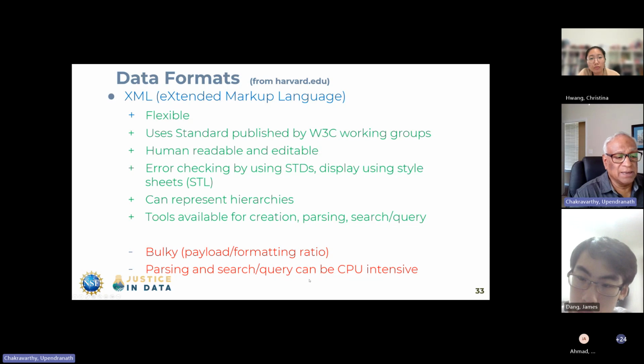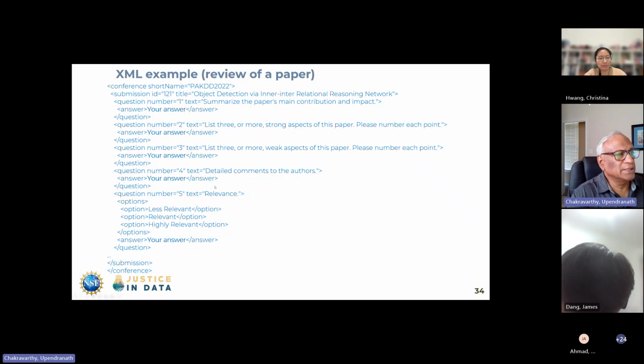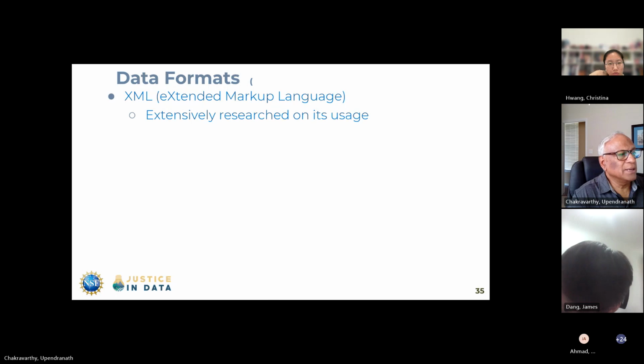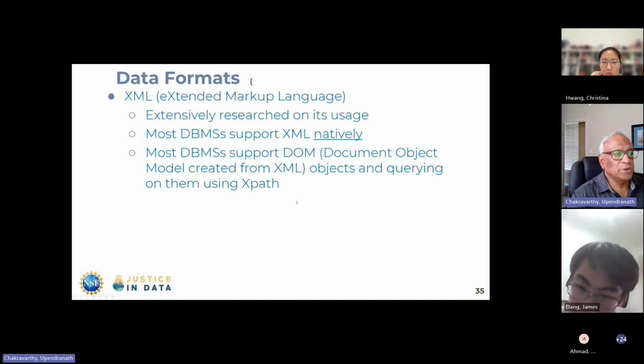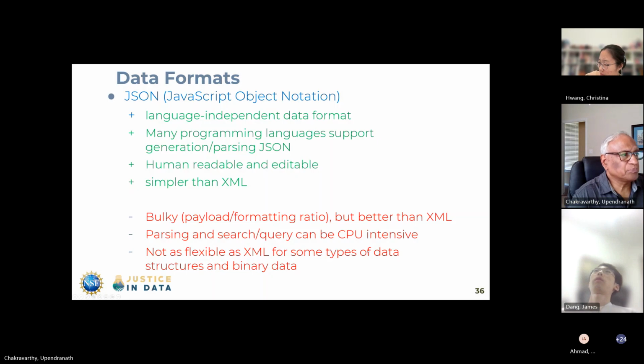Parsing and search queries can be CPU intensive, but believe it or not, XML has been integrated into all the DBMSs because it was very popular at some point in time. So here is an example of the review XML format. I'll not go into the details. It has been extensively researched on its usage. Most DBMSs support it natively. Most DBMSs support the Document Object Model. For XML, the DOM is created in memory.